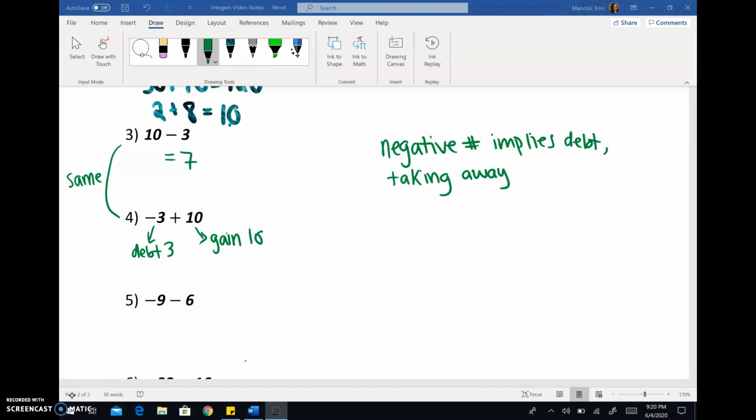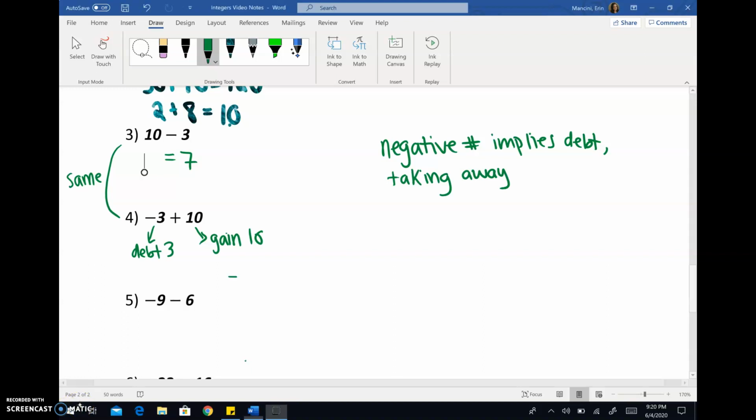So this is a little bit harder to think about. So I want you to first ask yourself, if you were in debt $3, but then you earned or gained 10, are you going to be in debt still, or are you going to be out of debt? And since you're only in debt $3 and you gained 10, that means you had enough money to pay back those $3. So you would be out of debt. So your answer should be positive. It should be, you're not in debt, you're now in profit, if you want to think about it that way.